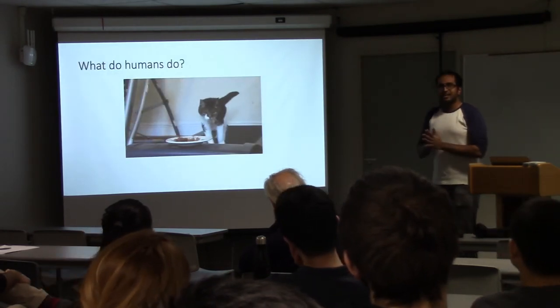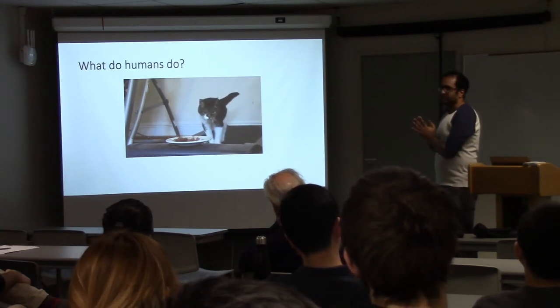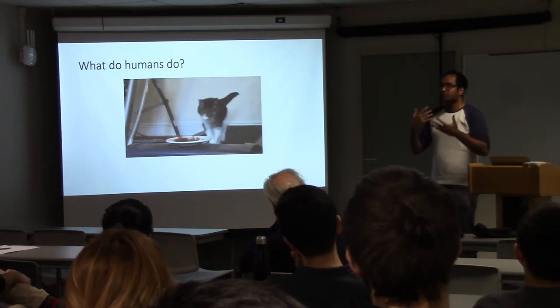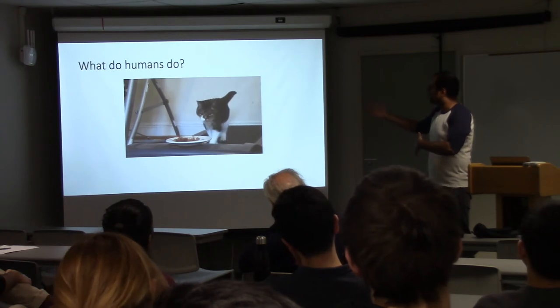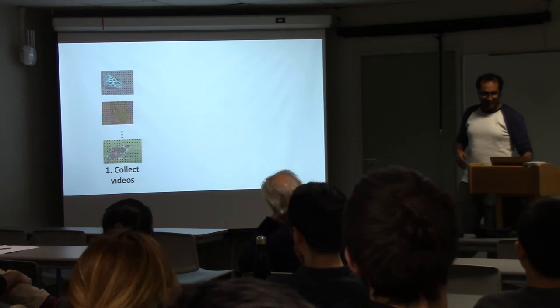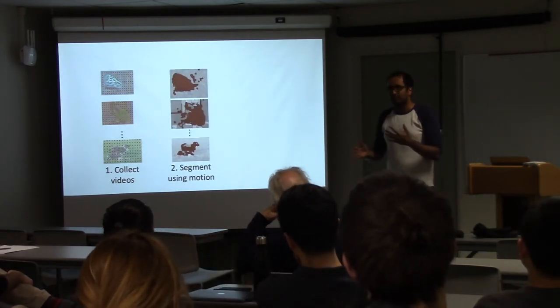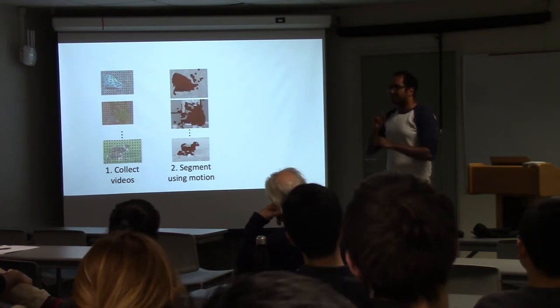Our idea was that this is because humans see videos, they don't see images. And in videos, things move, so they pop out from the background. So in this image, the cat appears as a distinct object because it is moving. So we had this very simple idea that we would use simple motion segmentation, just identify pixels that are moving distinctly from the background.